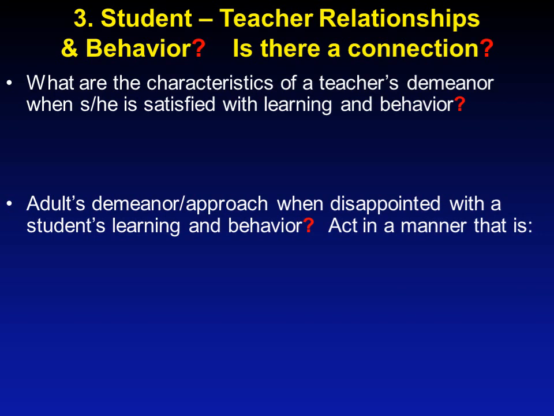So then, what are the characteristics of a teacher's approach or contact when we're satisfied with the youngster's learning and behavior? Of course, we get that warm glow. We feel wonderful that we are competent, that the youngsters are learning from us. Yeah, we're pleasant. We're pleased. And there's a bit of subdued enthusiasm. I mean, we are excited that this youngster is grasping the material.